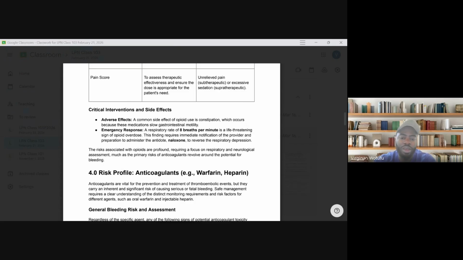Another high-risk medication we're looking at will be anticoagulants. For example, you have warfarin and heparin. Can someone help us with the difference between the two, warfarin and heparin?